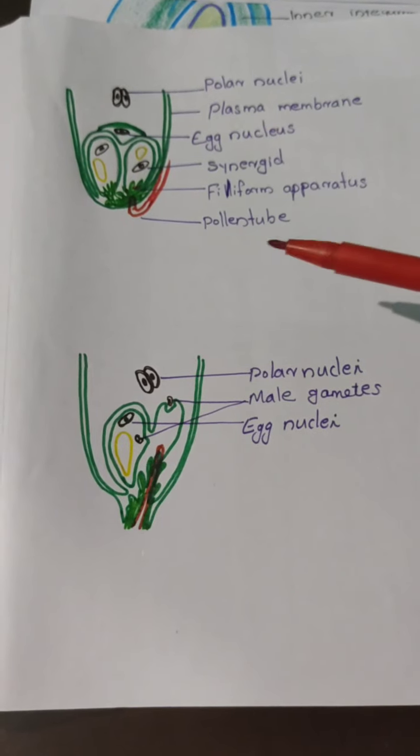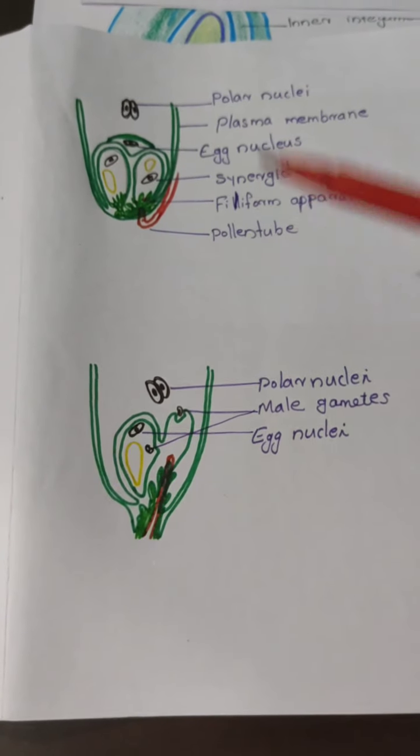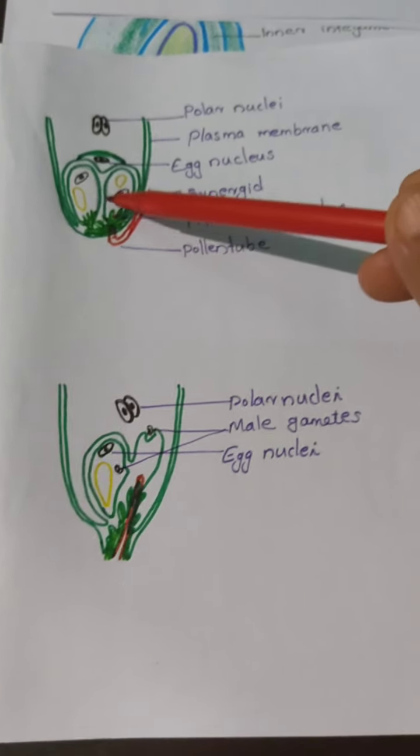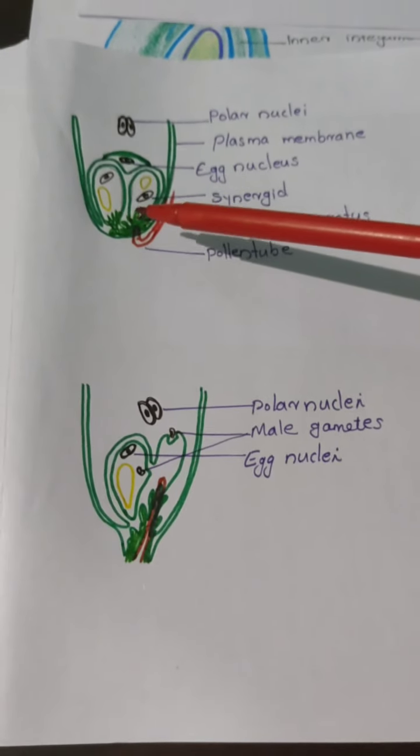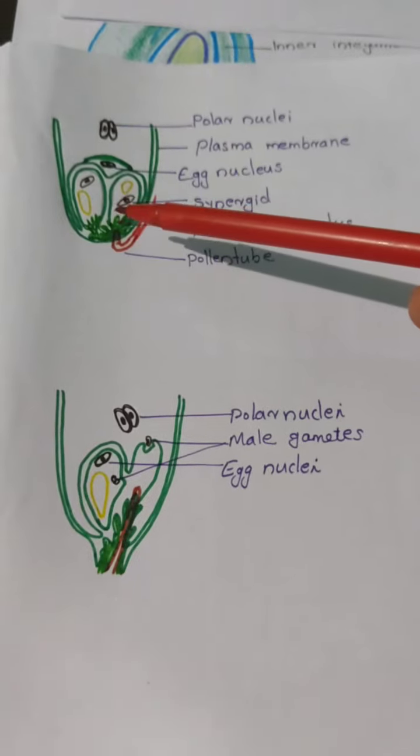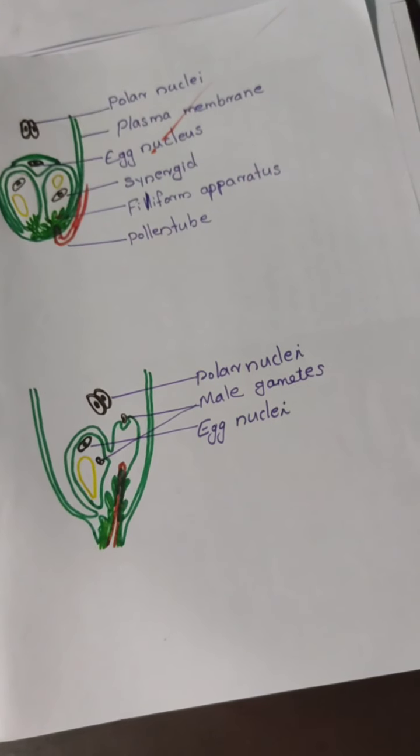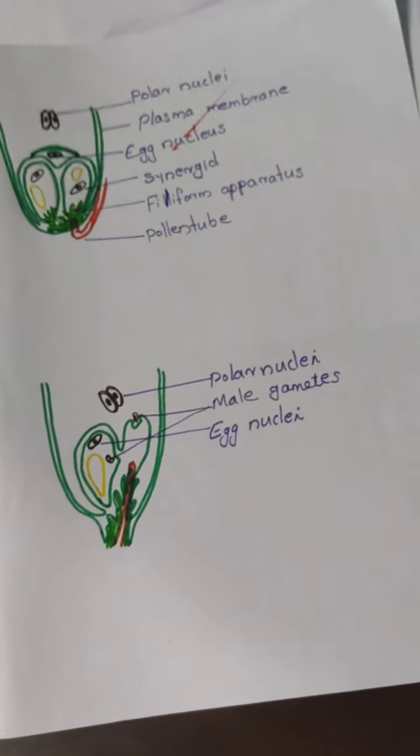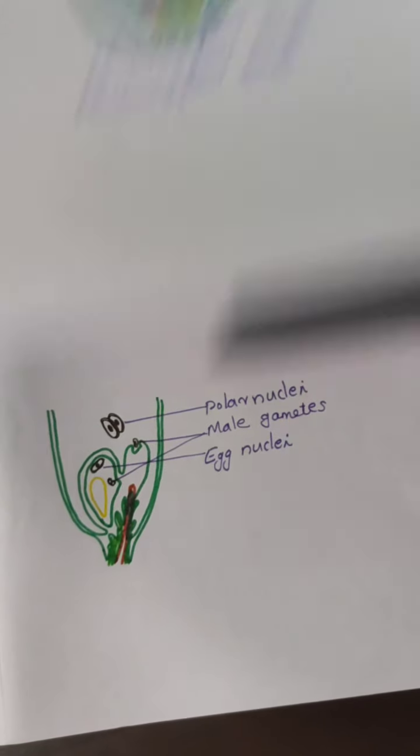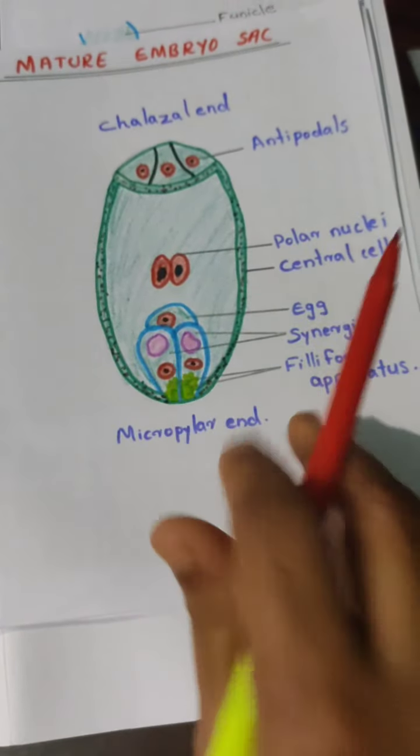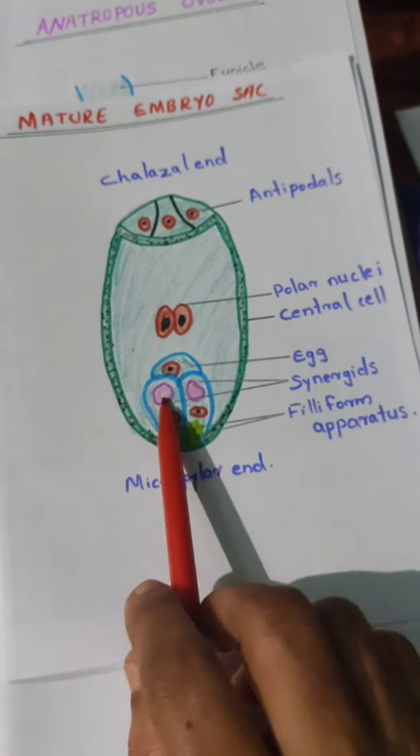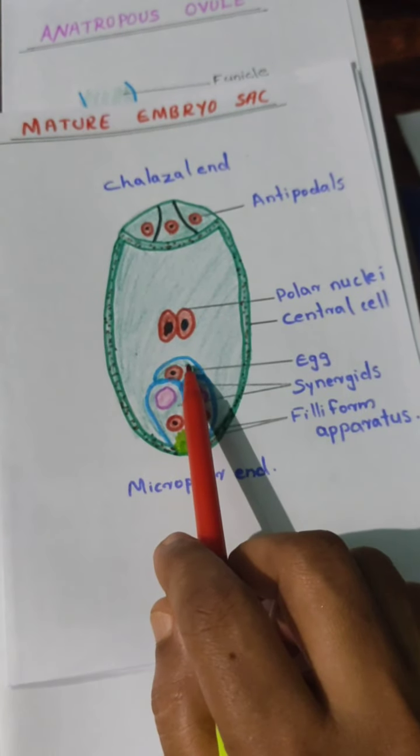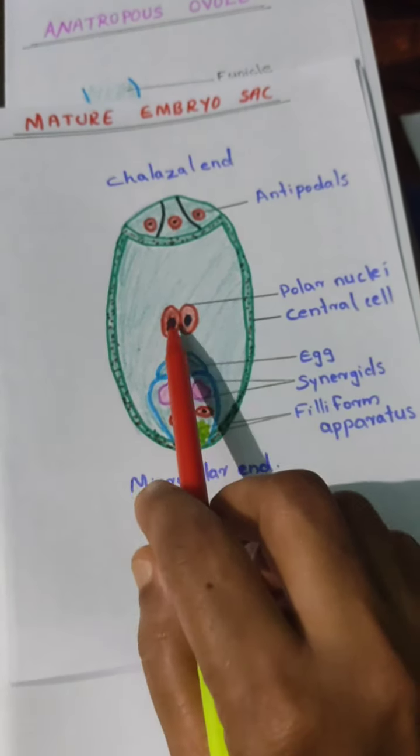After entering one of the synergids, this is the synergid. This is the structure of the embryo sac. These two are the synergids. This is the egg cell. These are the polar nuclei. These three are the antipodals.